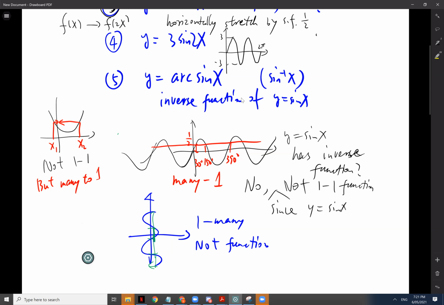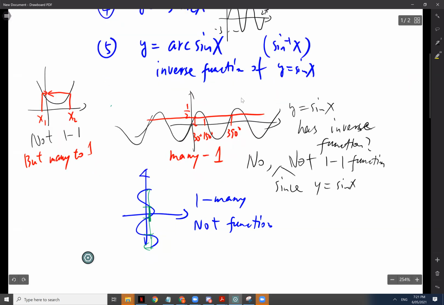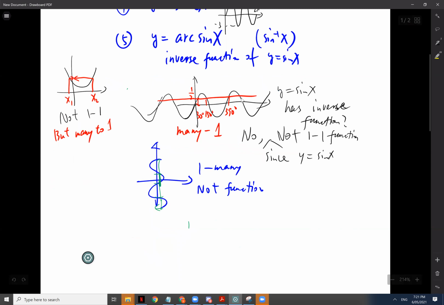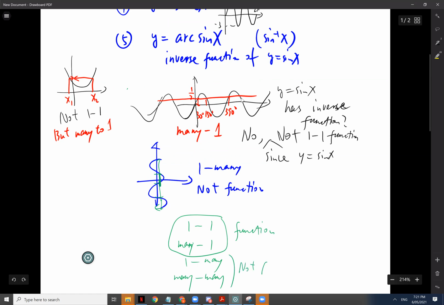Okay, so we have two types of function: one to one, many to one. And one to many, many to many. These two are not functions. But they are all called relations.